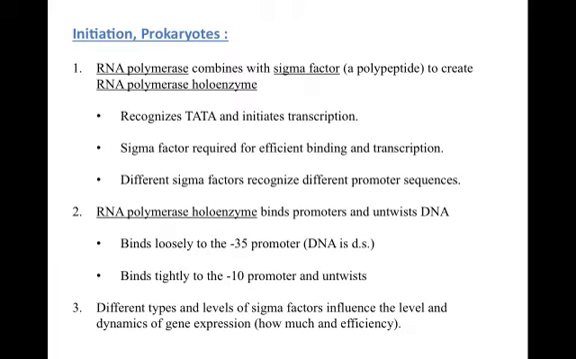Let's look more closely at the initiation process in prokaryotes. Again, this requires an RNA polymerase, which binds with a sigma factor, to create an RNA polymerase holoenzyme. The sigma factor specifically recognizes the TATA box, and this initiates the transcriptional process. Sigma factor is required for efficient binding and transcription, and depending on the consensus sequence of the TATA box, there are different sigma factors that can recognize these different promoter sequences.